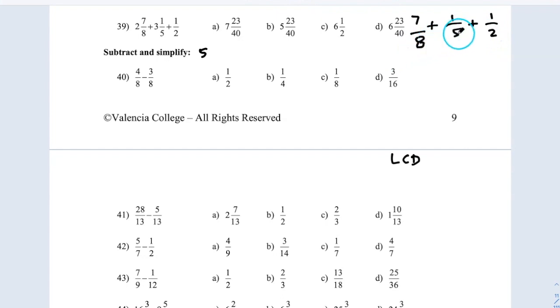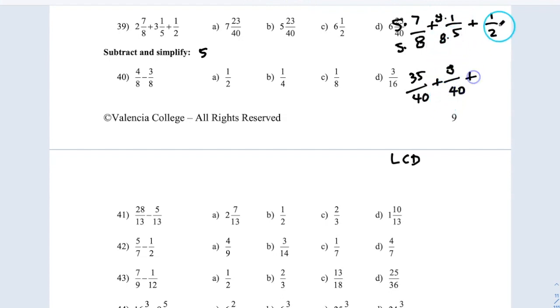Now, what number goes into the 8 and the 5? Multiply them. 8 times 5 is 40, right? So that means I've got to multiply this times 5 and this one times 8. If I do the 5 on the bottom here, I do the 5 on the top. And if I do the 8 on the bottom, I do the 8 on the top. 5 times 7 is 35. 5 times 8 is 40. Plus 8 times 1 is 8. 8 times 5 is 40.